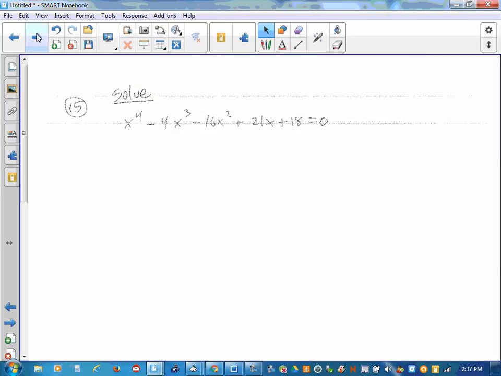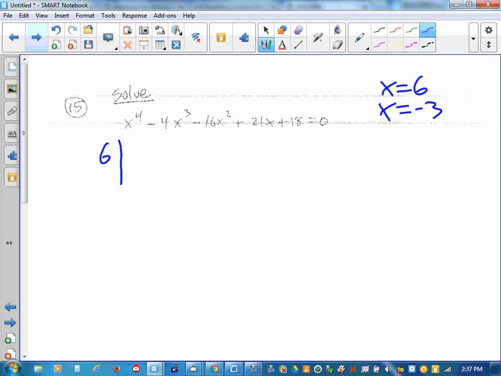Now this one here is x to the 4th power, so I have to have 4 solutions, and I'm going to graph this on the calculator. The calculator is going to tell me that x equals 6, it crosses at 6, and x equals negative 3, it crosses at negative 3. Those are from the calculator. I'm going to synthetically divide twice now because I have 2 solutions and then be left with a quadratic.